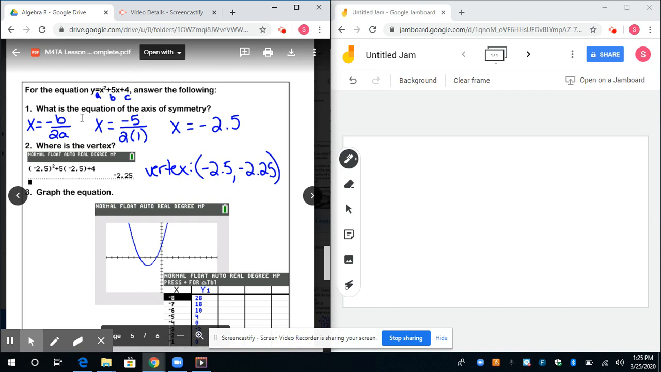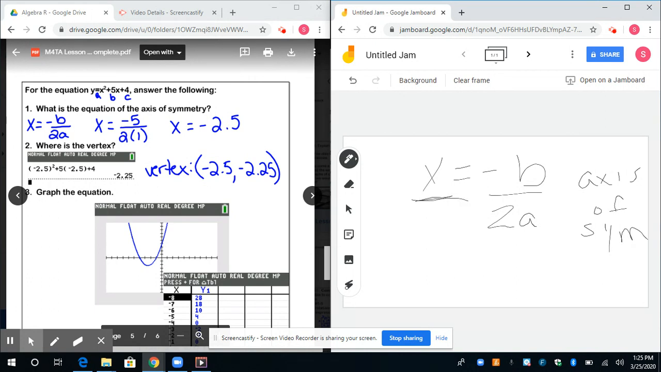So here, the equation for axis of symmetry, which is also on your PDF of the assignment, is x equals negative b over 2a. This is always going to be the equation to help you find the axis of symmetry. Okay? So again, the axis of symmetry is giving you an x value. It's saying x equals something.